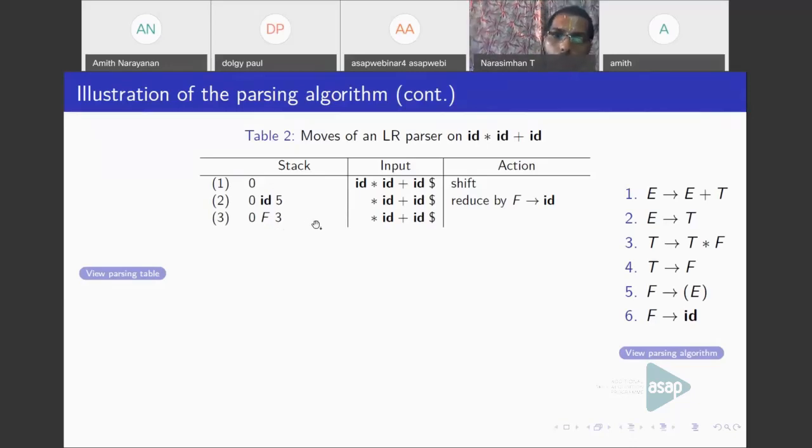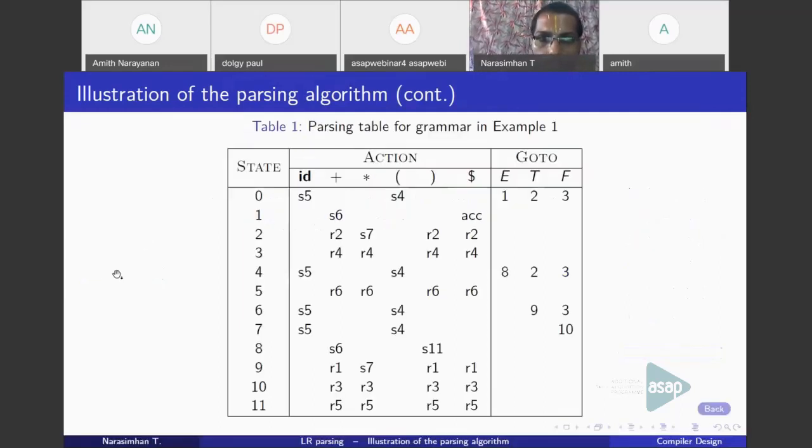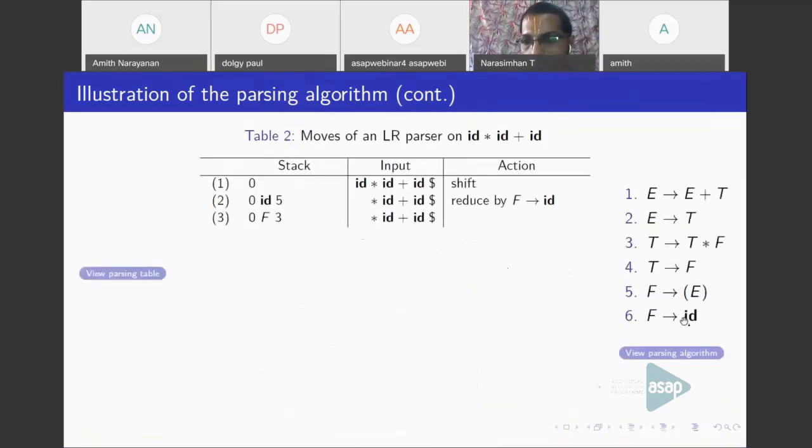Now we continue this operation. Next is what? 3 and star. What is 3 and star? 3 and star is reduction R4. Reduce using the fourth production rule. So which is fourth production rule? T gives F. So you need to pop two symbols, since the right hand side has just one symbol. So F and 3 will be popped.